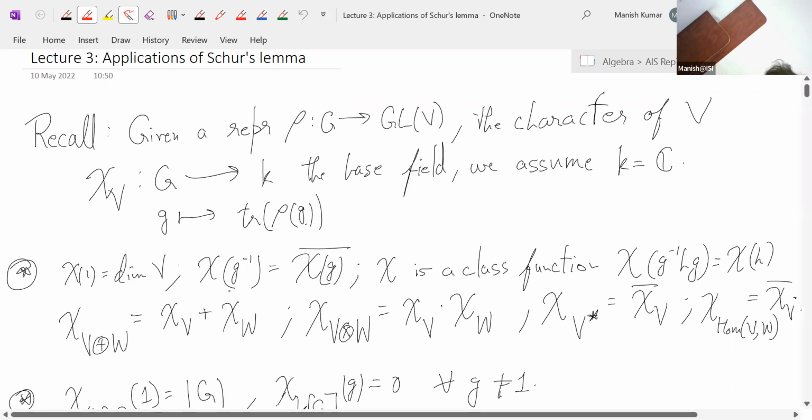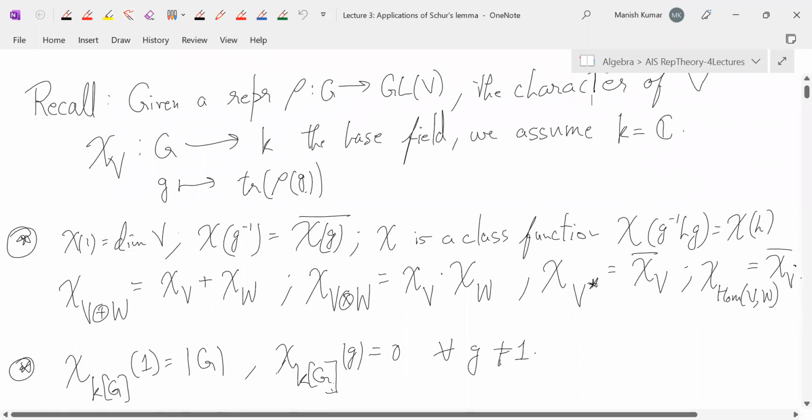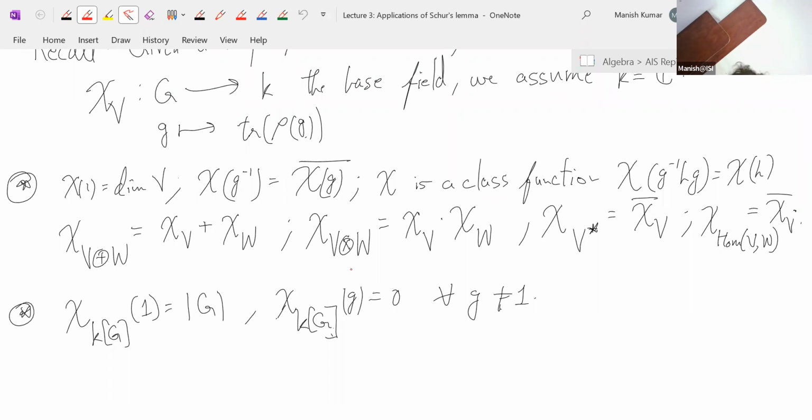And we saw that chi of g inverse, the value of the character at g inverse, is the same as the value of the character at g, conjugated. Here everywhere our base field is the complex numbers. We also saw that chi is a class function. So these are the three properties of any character. And then we saw that the character of V plus W is the character of V plus the character of W, and the character of V tensor W, where V and W are representations, is the product of the character of V times the character of W.